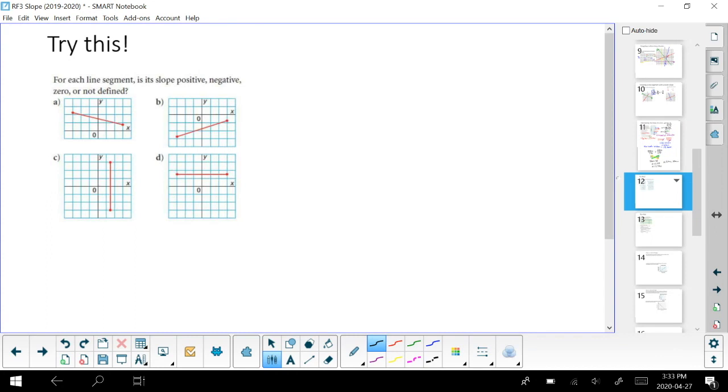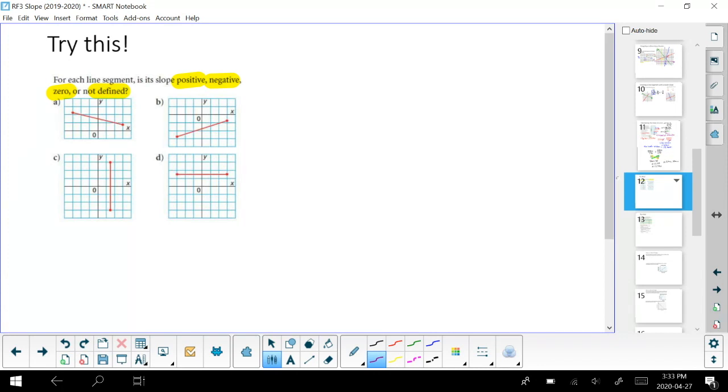Just a quick review of our previous lesson. We talked about slope in terms of 4 different characteristics, whether slope can be positive, if it can be negative, 0, or undefined. So let's see how much of last lesson you guys can remember. I'll give you a second here to try it out on your own. And let's go and check out our answers.